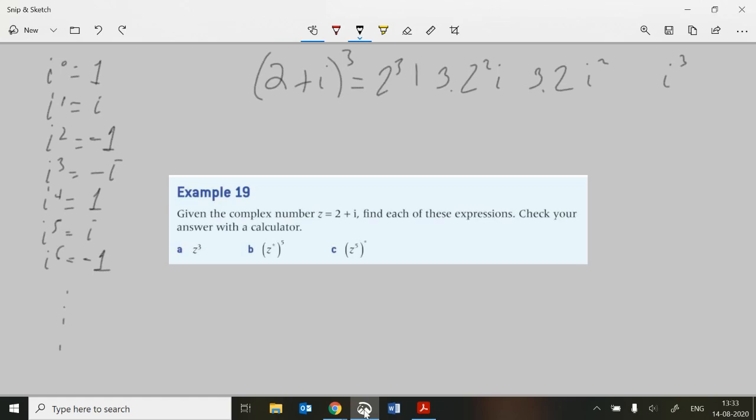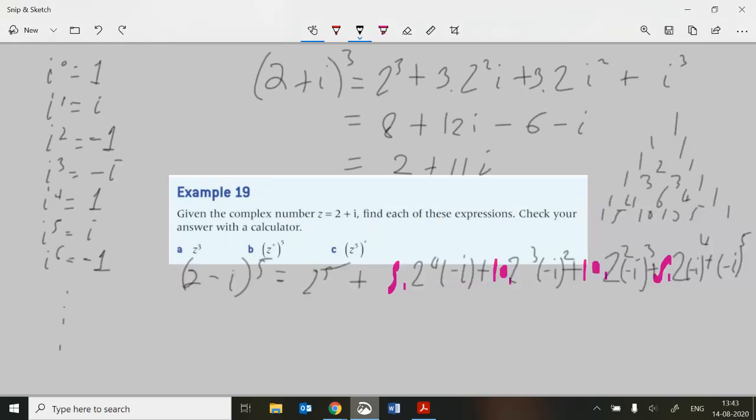So let's put all this together. When we put it together, we're getting out 8 and 12i, and we're getting 3 times 2, so we're getting 6i squared. So then minus 6 there, because i squared, of course, is minus 1. And then we're getting i cubed on the end there as well, and i cubed is equal to minus i. So we can simplify this one in the end to give us 2 plus 11i.